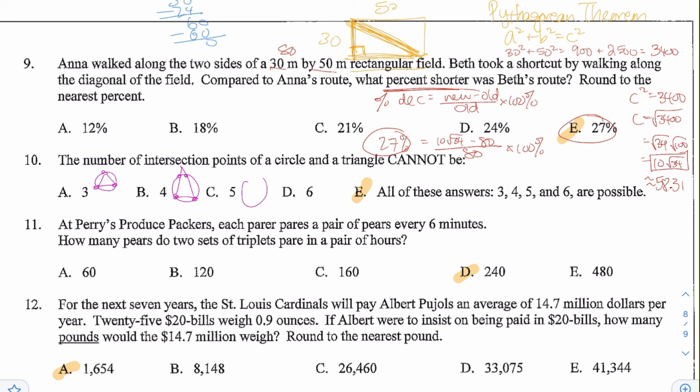And then to get 5, you can make 2 sides a little longer. You have 1, 2, 3, 4, 5. Finally, to get 6, if you make the triangle longer on all 3 sides, we get 6 intersection points. So the answer is choice E. All of them are possible.